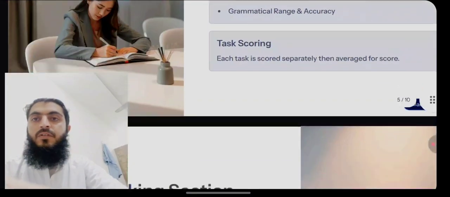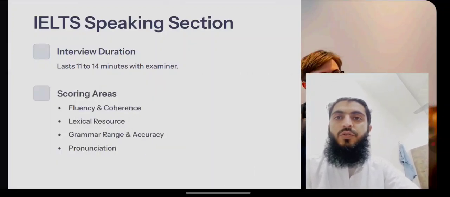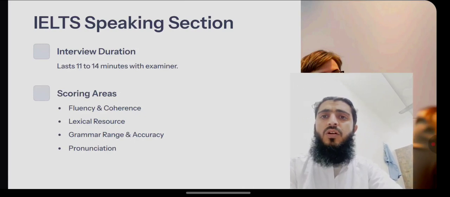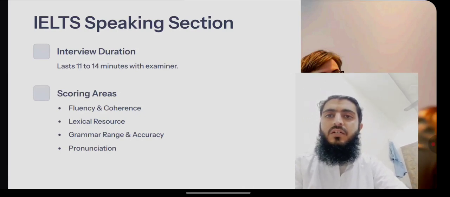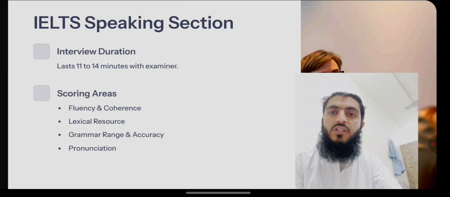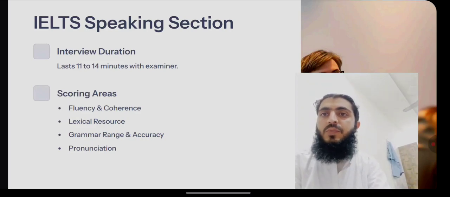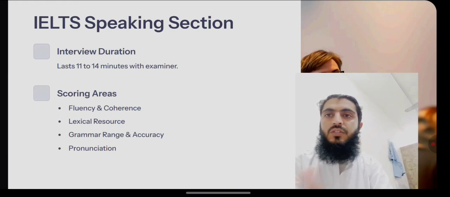So let's move forward to discuss the scoring for the speaking section. We all know that speaking is quite difficult for some students, but you can't say that all modules are easy, right? Different students have different experiences with different modules. The IELTS speaking section lasts only 11 to 14 minutes, so your interview with the examiner will last from 11 to 14 minutes.